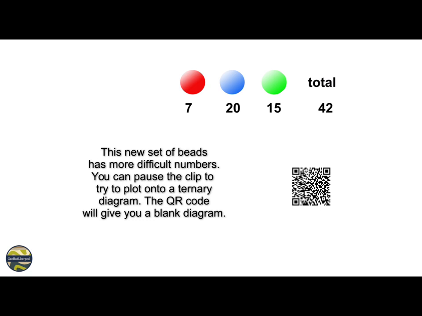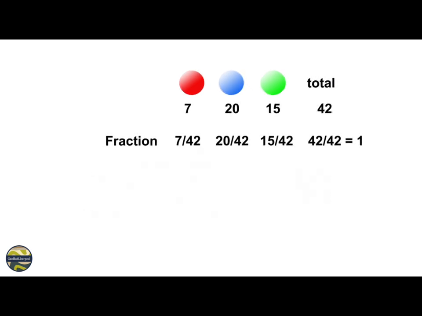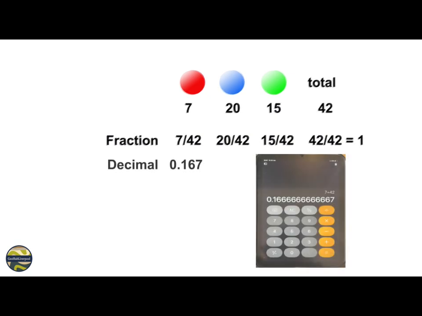This second bead set has numbers that make the mathematics more tricky. We get the fractions by dividing by 42, the total number of beads. The total fraction is 1, since this is a whole collection. When we start to convert the fraction to a decimal, it gets more difficult. You can see on the calculator that there are lots of numbers after the decimal point. We're going to limit what we record to 3 decimal places. When we do this, we round up the last figure to a 7.